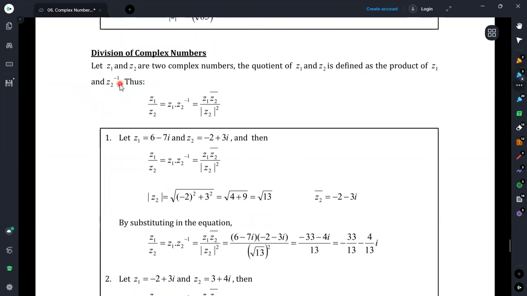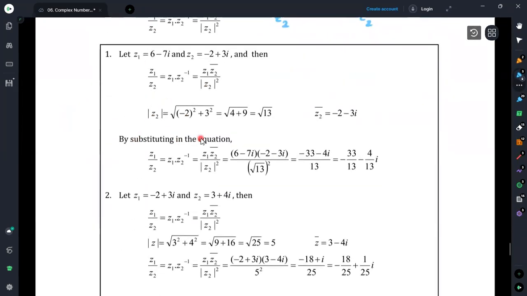dividing or division of the complex numbers. Suppose it is given as Z1 divided by Z2. Then rather than dividing the complex numbers in this way, what we are going to consider is Z1 times 1 over Z2, which can be written as Z2 inverse. Therefore, instead of considering the quotient of Z1 and Z2, we consider the product of Z1 with the multiplicative inverse of Z2. This is how we divide two complex numbers.